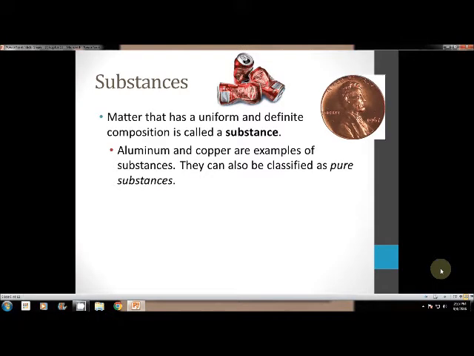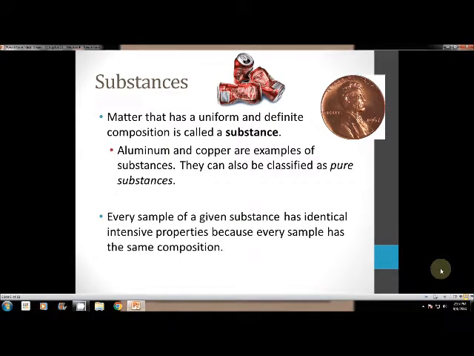We see substances every day. Matter that has a uniform and definite composition is called a substance. I have pictures here of an aluminum can and a penny. So aluminum and copper are examples of substances. They can also be classified as pure substances, but my pictures are not, because pennies are not just pure copper anymore. Aluminum cans have that coating on top. Every sample of a given substance has identical intensive properties because every sample has the same composition.